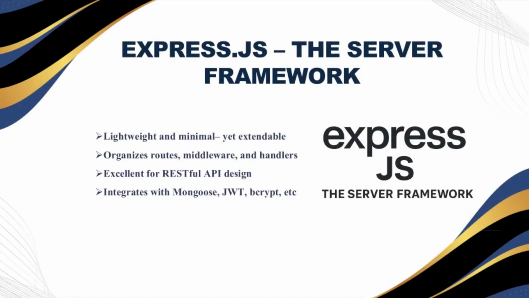Now let's talk about Express.js, the server framework we will be using. Express is lightweight and minimal but highly extendable. It helps you structure your backend by organizing routes, middlewares, and request handlers in a clean and scalable way. It is perfect for building RESTful APIs and works seamlessly with tools like Mongoose for MongoDB, JWT for authentication, and bcrypt for password hashing. In short, Express is the backbone of the Node.js server in our MERN stack.